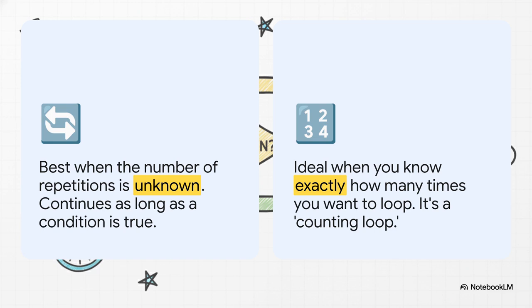Just think of it like this. You use a while loop when you're not sure how long you'll be looping, like, say, waiting for a user to type quit. You use a for loop when you know exactly how many times you need to go, like counting from 1 to 100. The for loop is your go-to counting loop.